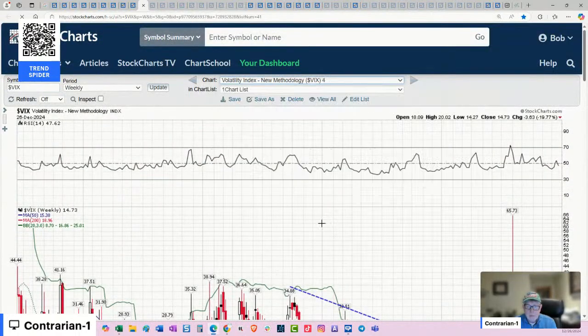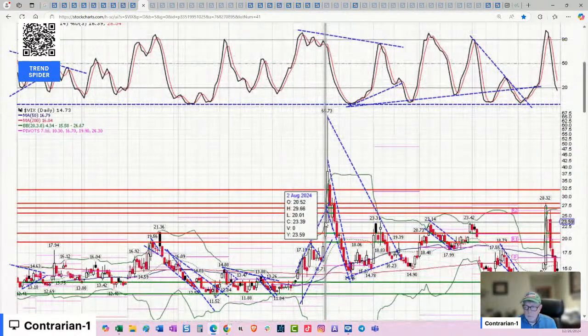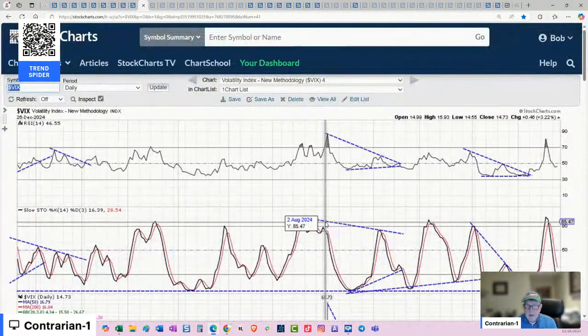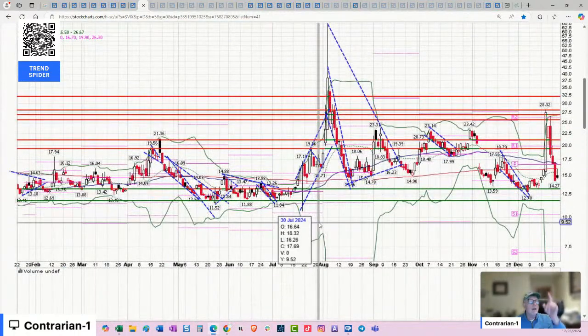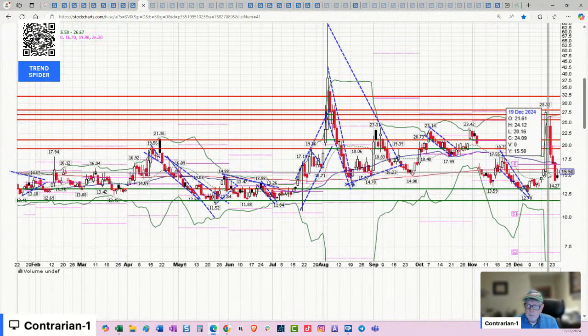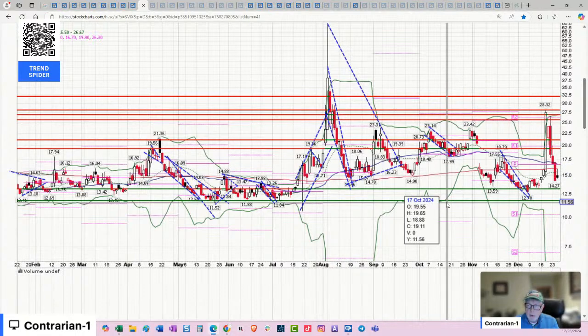Daily view. The volatility index actually closed up today. The front month contract did not. Actually, no, it did close up. My apology. It closed off the highs of the session. Reversal bar at the 200-day moving average.